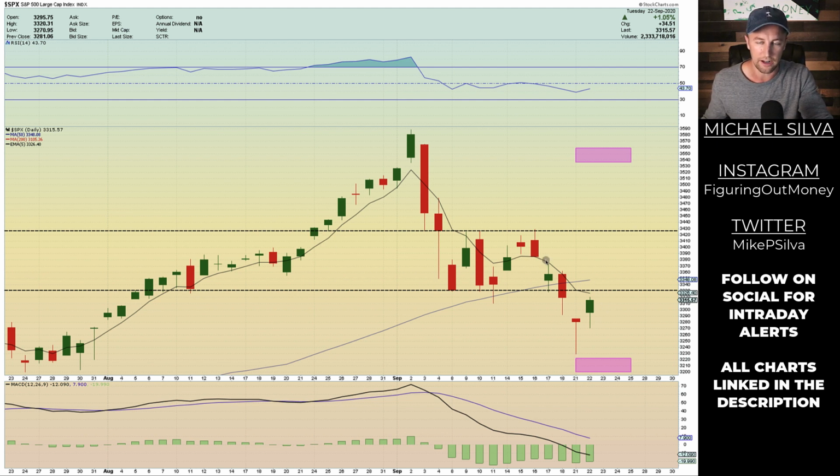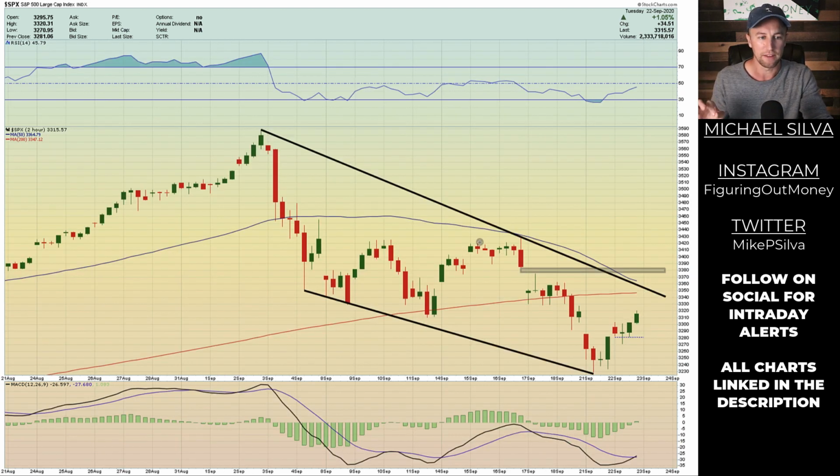So a lot of confluence of resistance here on the S&P 500. Still a lot of work for the bulls to do, but they did show up today. They showed some strength, so this is a good sign. Let's go into the 30-minute time frame to look more zoomed in on where these areas of support and resistance lie. Sorry, I meant the 2-hour time frame.